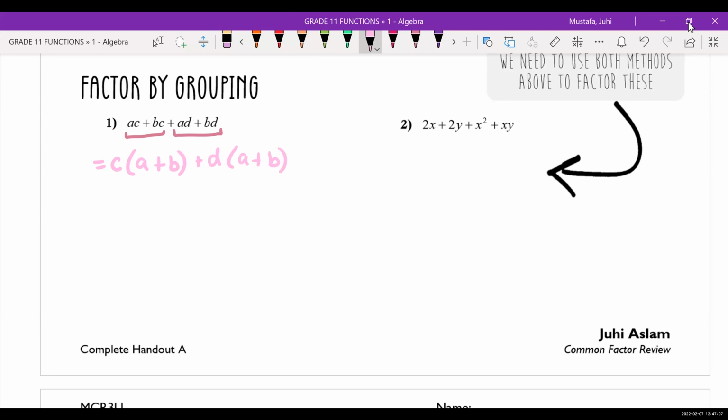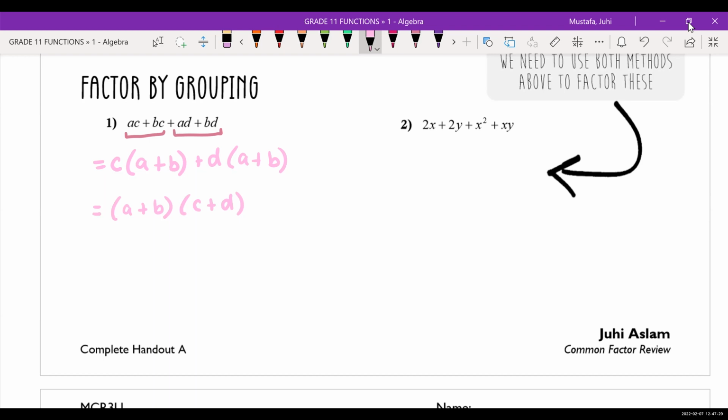What does that question remind you of now? That is a binomial common factor, exactly what we just did. So we look at both of these terms and we notice an A plus B is common between both of them. What would be in our other bracket? C plus D.